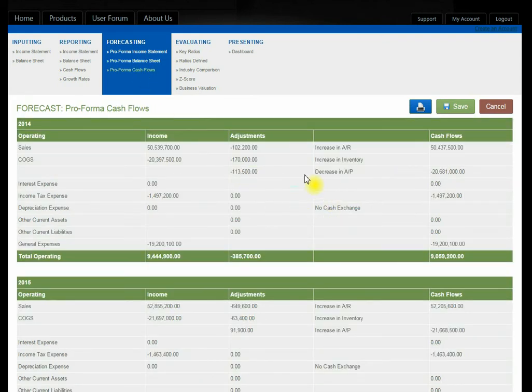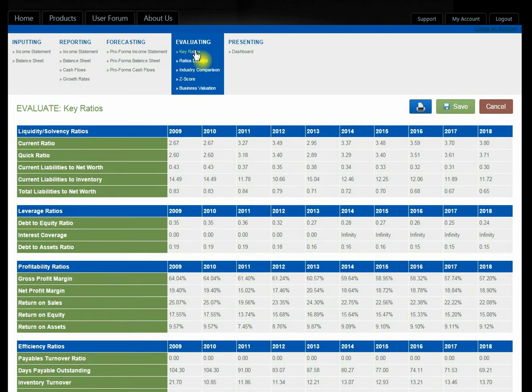And this is important because it will tell us in the next few years whether we'll need to borrow money to continue to grow at our current rate, or it will also indicate where we might be able to affect some changes that will keep us from having to borrow that money. We next go to the evaluation section.